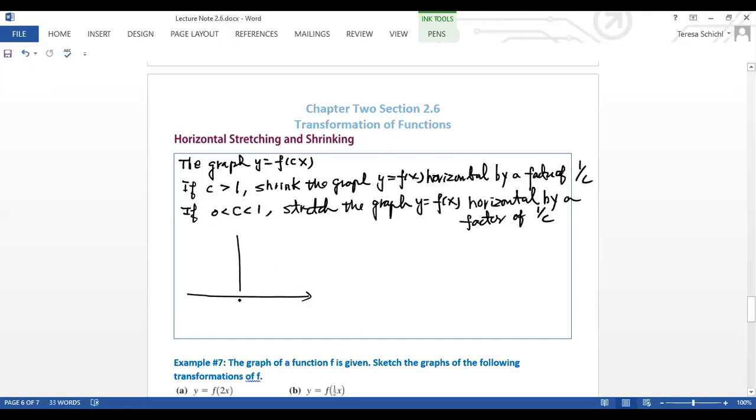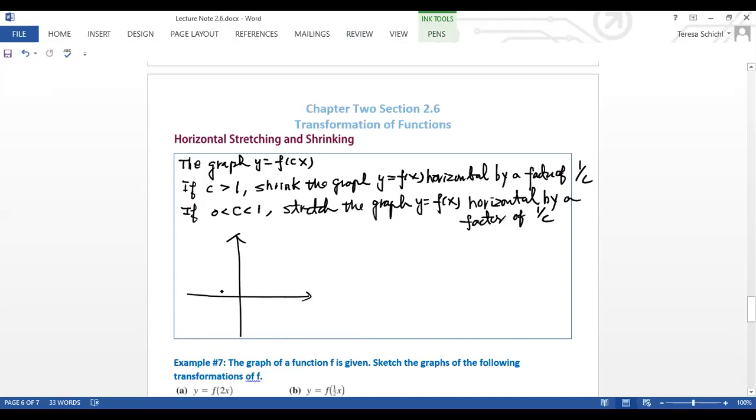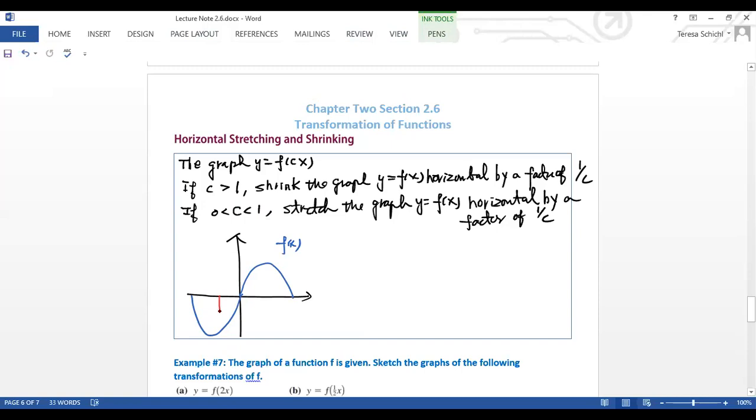Okay, so if this is my graph here, this is my parent function. This is my original graph. Okay, so this is my f of x. So if c is here, that means my graph here is going to shrink somewhere like this.